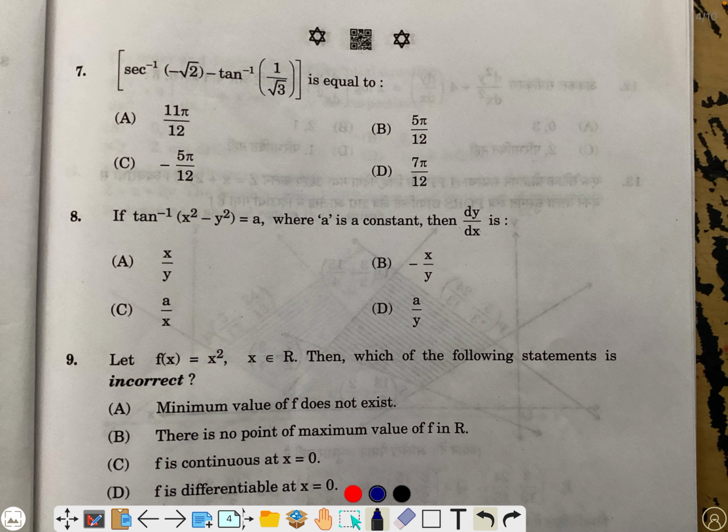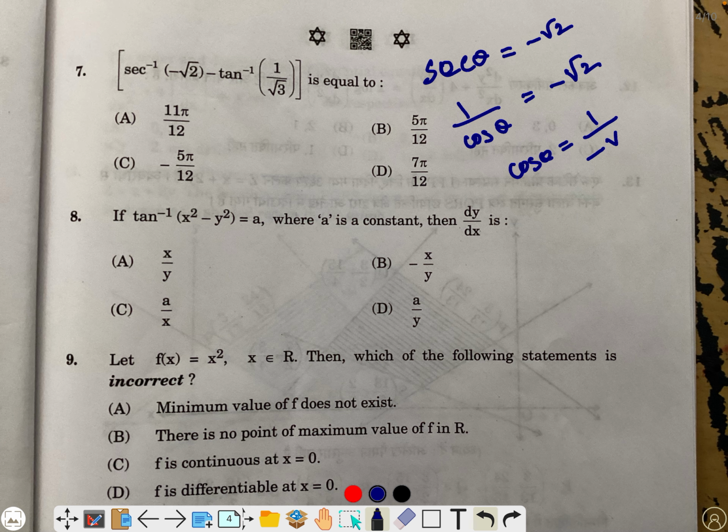Then we move on to the seventh question. Seventh is a very easy question. We know that secant theta is equal to minus root 2 here. Secant theta can be written as 1 by cos theta, which is equal to minus root 2. Then cos theta equals 1 divided by minus root 2. Then cos theta we can write as minus root 2 divided by 2.